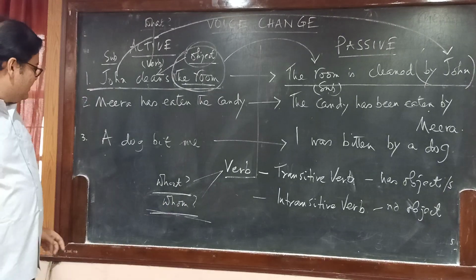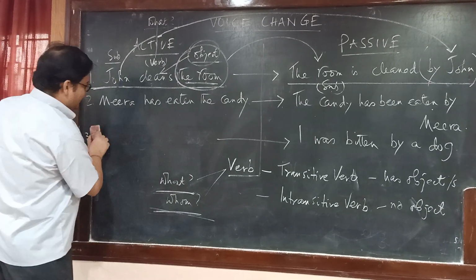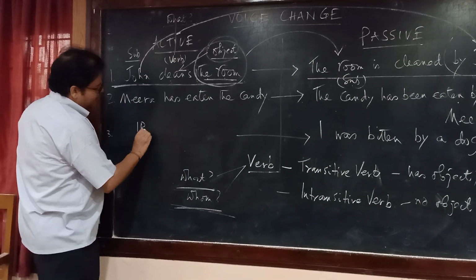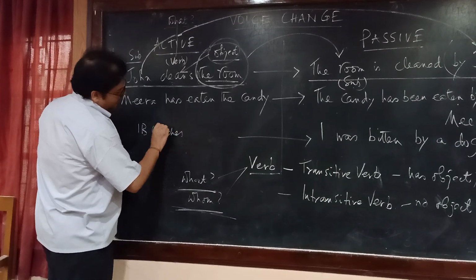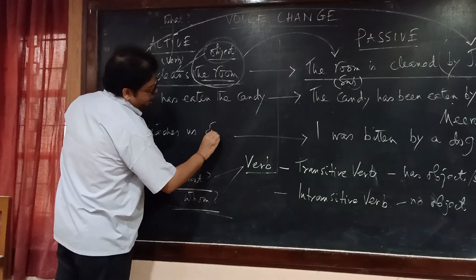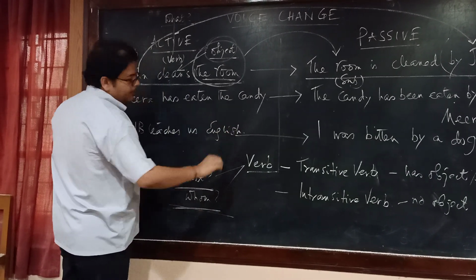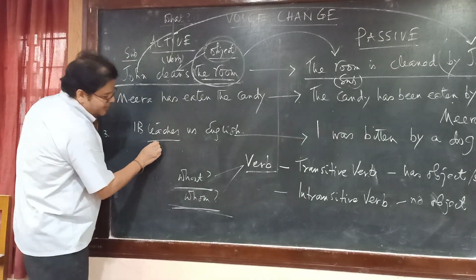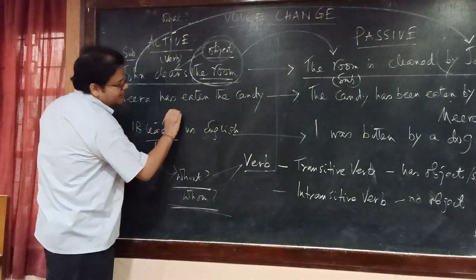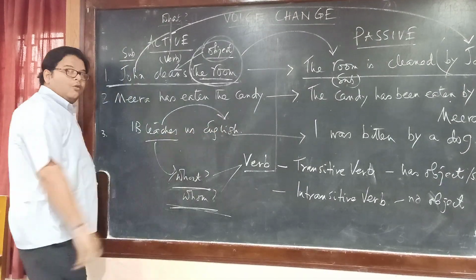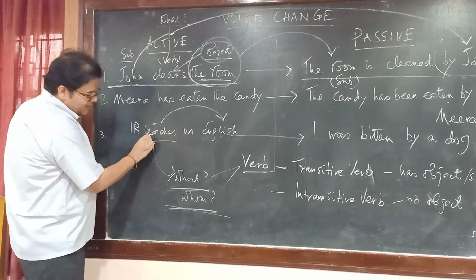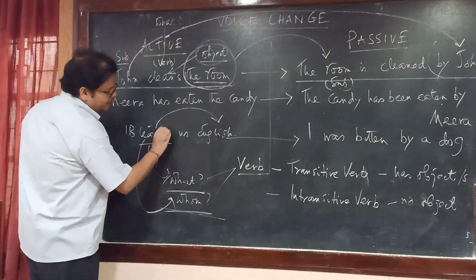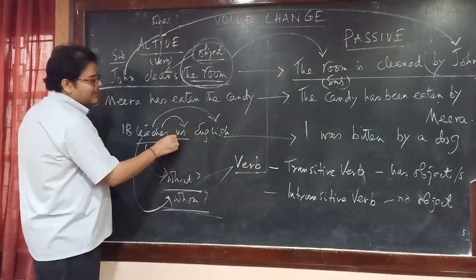Now let's say you have a sentence. I'm writing it here. I'll erase it. Ivy teaches us English. Now teaches is the verb here. So you ask, teaches what? You get the answer, English. So this is one object. You ask, teaches whom? You get the answer, us. So this is another object.